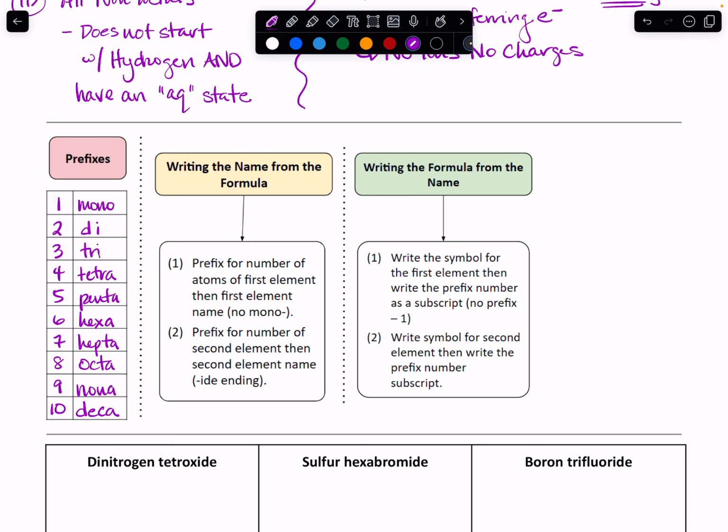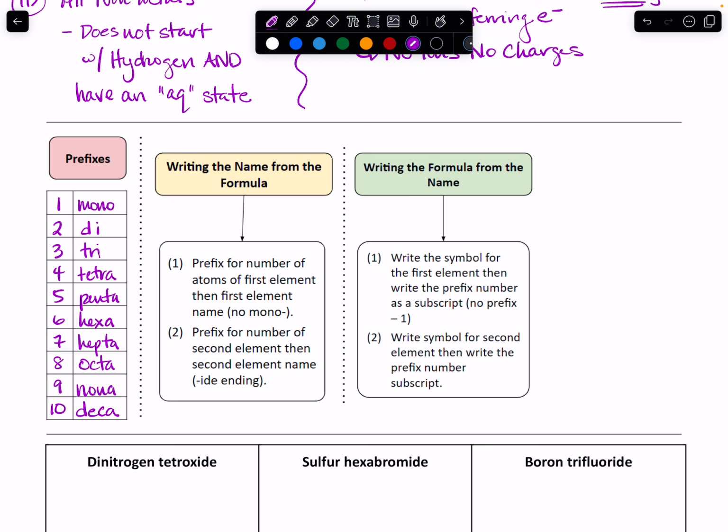Similar to our polyatomics, you just need to know what these prefixes are. Some of them are pretty straightforward, di, tri, but some of them are a little new. Tetra might be a strange one for you. A lot of people like to use quadra, but it's tetra. 7, hepta, that's a little funny. People like to use septa there, but it's hepta. So we're going to need those.